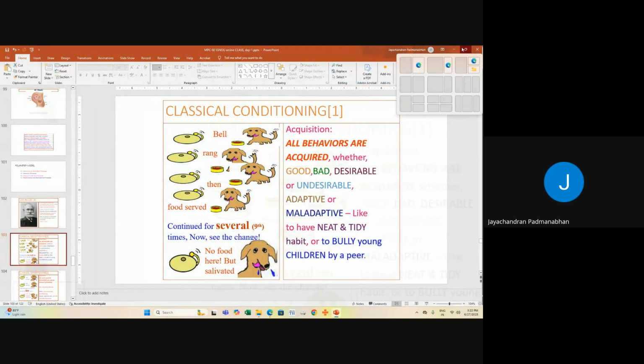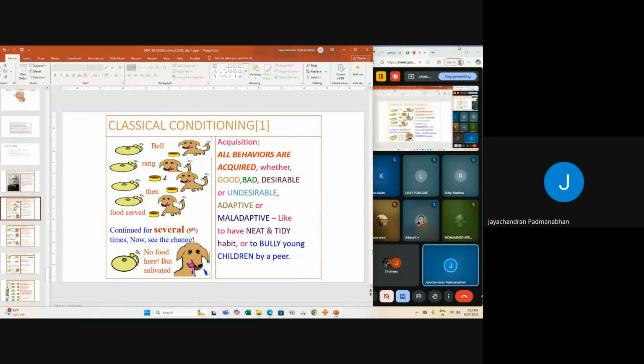So I'm coming back to see you. Hope you understood. That is what we said, nurturing is very, very important. How can nurturing be done? What is the relevance of the theory in this? To prepare a child, good, bad, desirable, undesirable. Is it not necessary for you to nurture a child with good, desirable behavior, adaptive behavior, neat and tidy, as against bad, undesirable, maladaptive behavior, bullying young children?